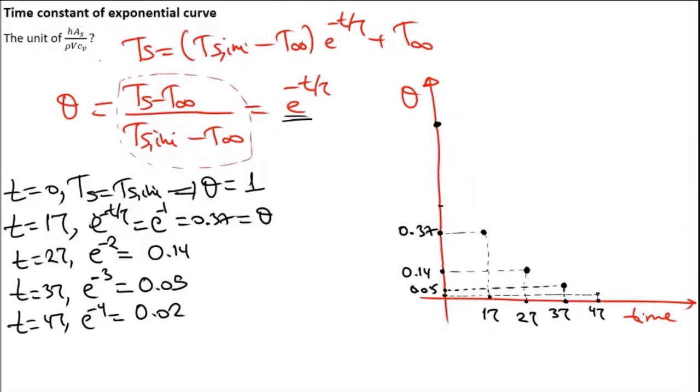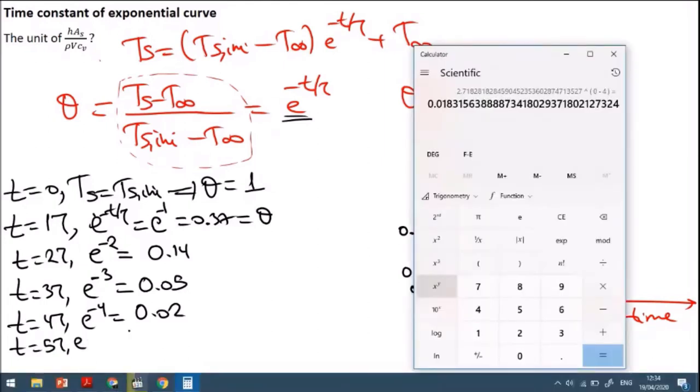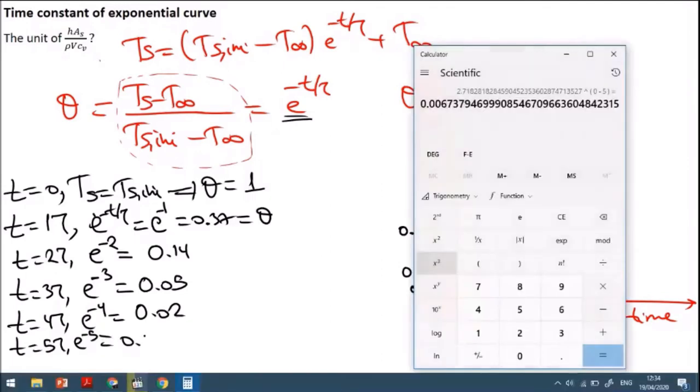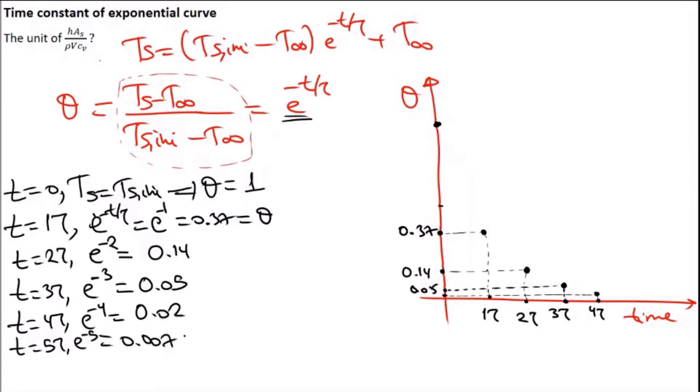This one is 4 tau, and you will have the value here. So if I go to 5 tau, you will have, let's finish this part, e to the power negative 5, which is 0.007. You see the value drops to very small values.